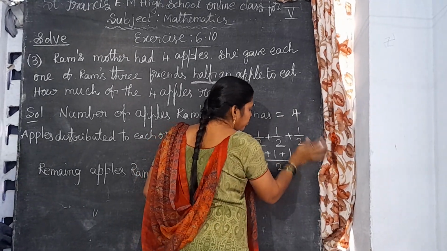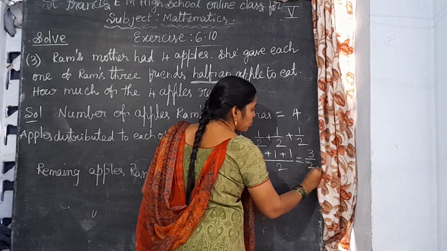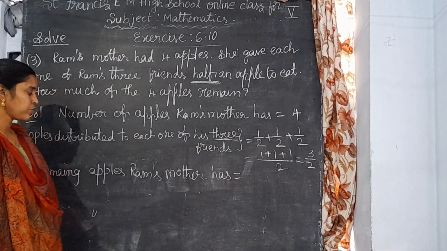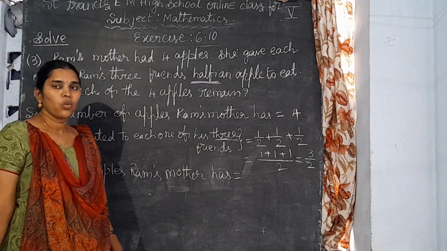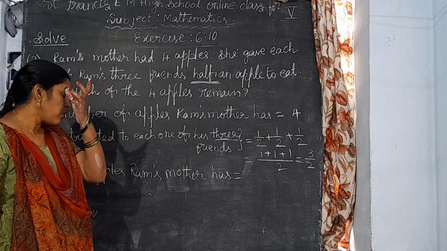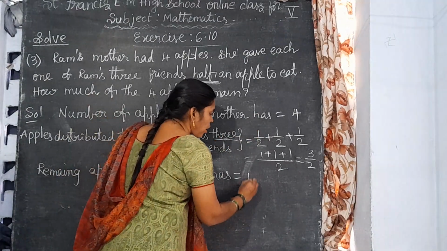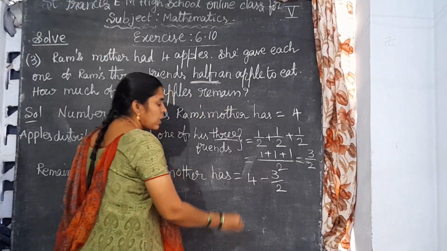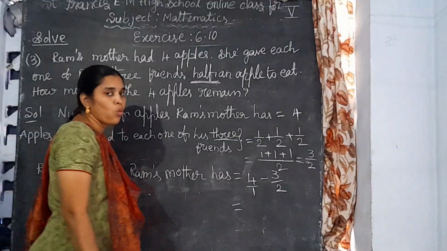1 plus 1, 2, 2 plus 1, 3 by 2. So, how many apples did she distribute? 3 by 2. Right? Remaining apples Ram's mother has, what we have to do? You should do subtraction from total apples. Right? So, 4 minus 3 by 2. Here nothing is there, so you write 1 in the denominator part.